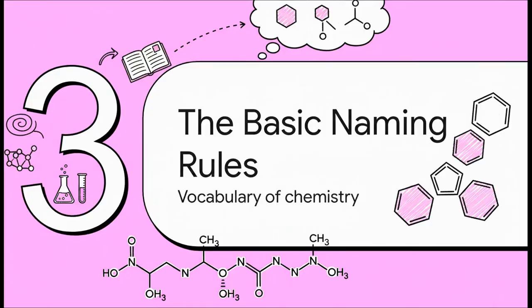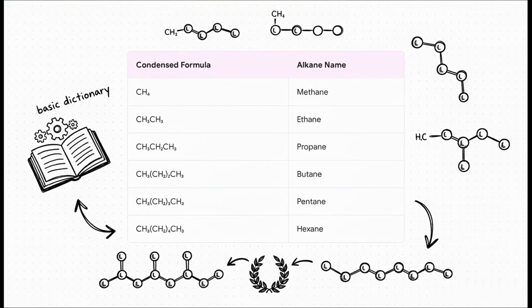Okay, nice. We can now read the shorthand. So that means it's time to learn the actual vocabulary. Let's move on to the basic naming rules. So for these simple straight chain molecules, we call them alkanes. The name comes down to just one thing: how many carbons are in the chain. That's it. So 1 carbon, that's methane. 2 carbons, ethane. 3 is propane, 4 is butane. After that, it gets even easier, because it just uses the Greek prefixes you probably already know.